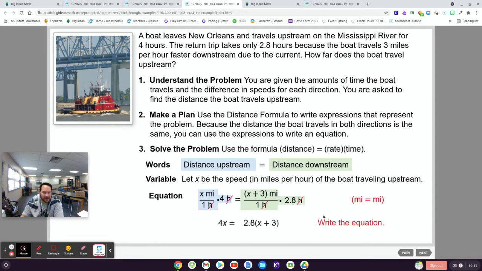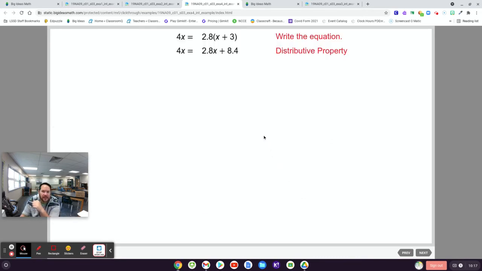So hopefully you got some sort of equation like this. 4x, 4 times the speed upstream, has to equal 2.8 times x plus 3, because this x plus 3 is the speed downstream. It's 3 miles per hour faster. So x stands for the speed upstream, which is what we're looking for. All right, so distributive property is next to solve this. So you distribute the 2.8 and you get this right here.